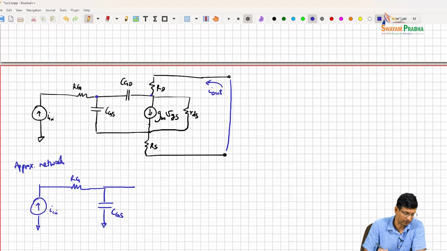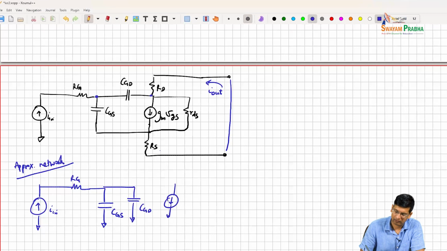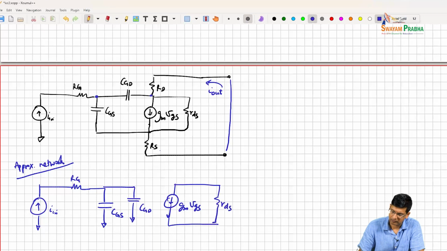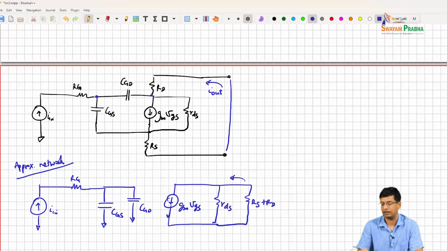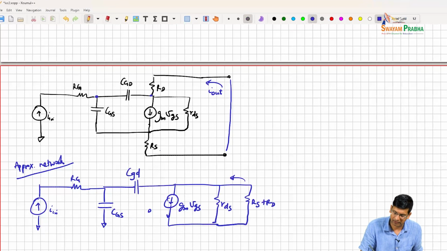So I can basically move this CGD out here. And then I'm going to basically have GM-VGS, RDS, and then some RS plus RD. And then this is the network that I'm sort of interested in. Actually, I shouldn't just make this CGD as it is. So let's just keep it as it is here, and then we'll make the approximation. So this is CGD.